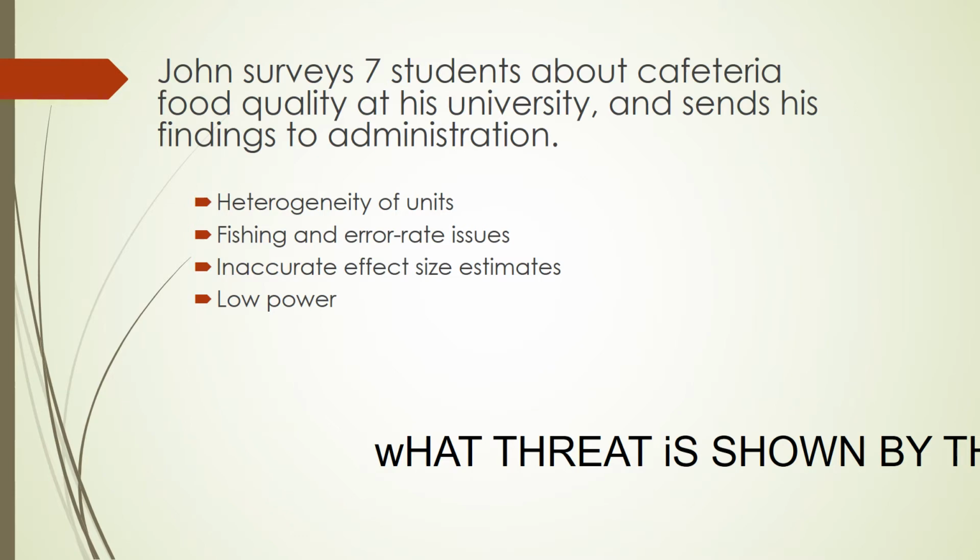So our next question: John surveys 7 students about cafeteria food quality at his university and sends his findings to administration. What threat is this potentially? Heterogeneity of units, fishing and error rate issues, inaccurate effect size estimates, or low power? So what threat do we have here?